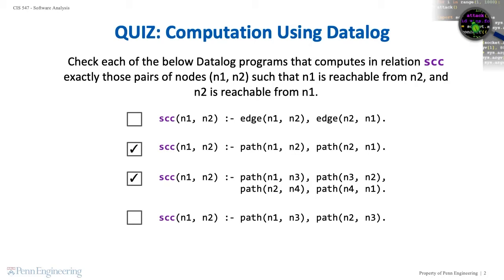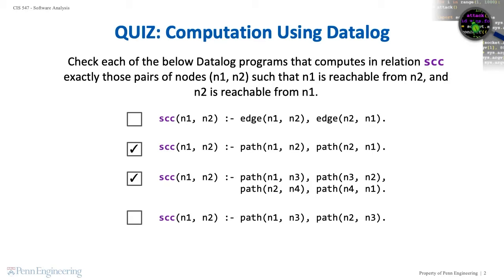Two of these inference rules, the second and third, correctly compute the relation SCC. The second rule is minimal in its expression of the SCC relation, but the third rule still computes the same relation. To see this, recall that path x, x holds for all nodes x. Therefore, by taking n3 equal to n1 and n4 equal to n2, the hypothesis is true if and only if path n1, n2 and path n2, n1 are true.